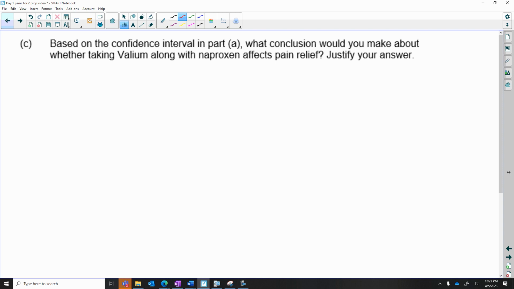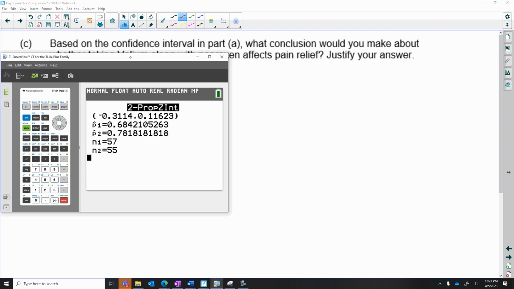Okay, so I want to connect your H0 and your HA to this. So this says, based on the confidence interval that we just got before, what conclusion can be made about whether taking Valium along with naproxen affects pain relief? So basically, we can't really conclude a lot because remember, this interval spanned from negative to positive. So it could be that naproxen and Valium does better than naproxen alone, or it could be that naproxen alone does better than Valium, or it could mean that there's no difference, right?